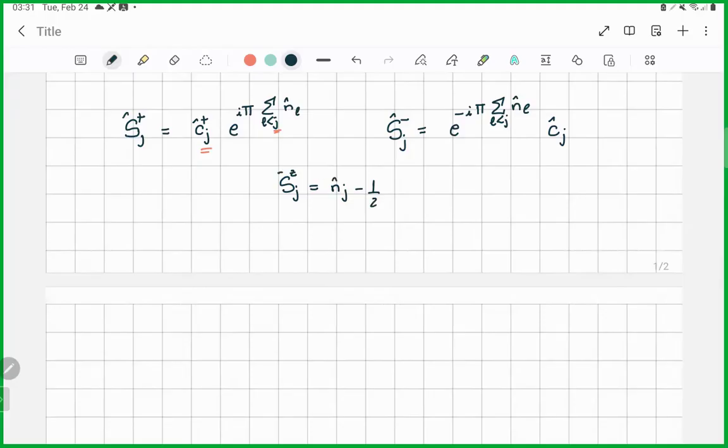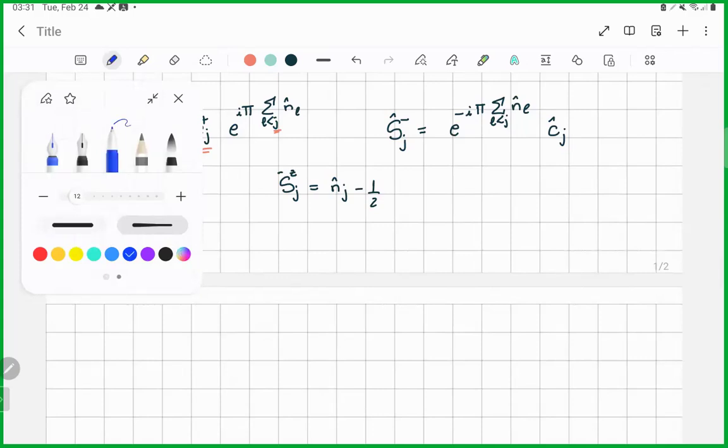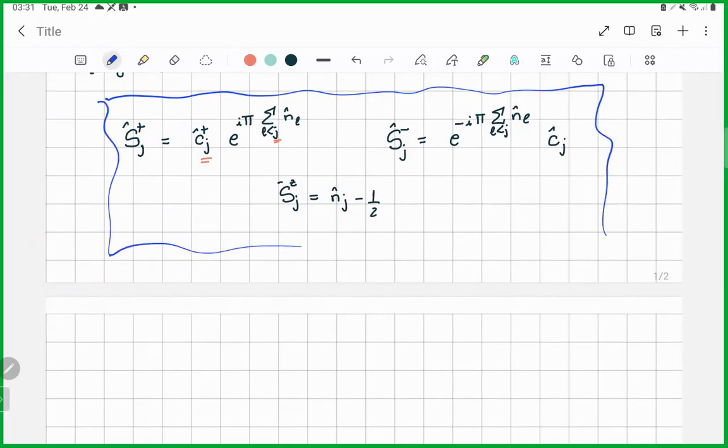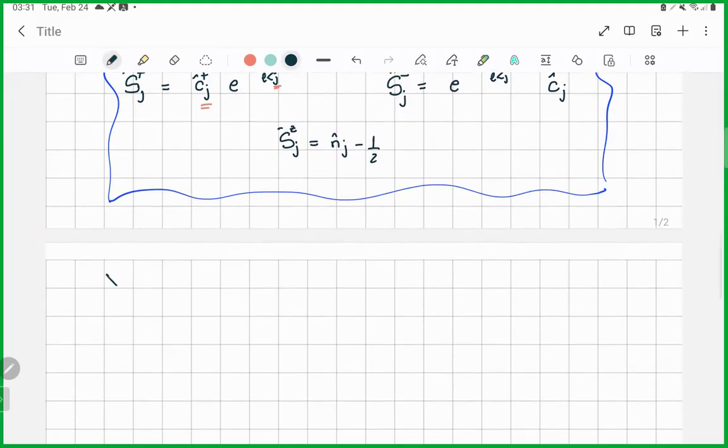Okay, so this is the transformation. Let me put it in a box, because that's what we'll be playing with. Okay, and let's apply this transformation to one of these spin half Hamiltonians that we've been playing with. I'm going to apply this transformation to the XXZ model that we talked a lot about, the XXZ model in one dimension for spins half.